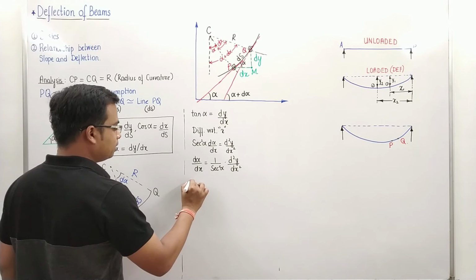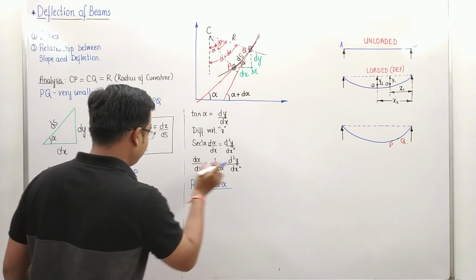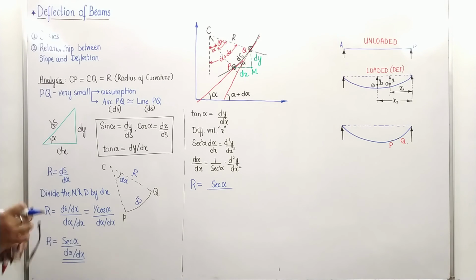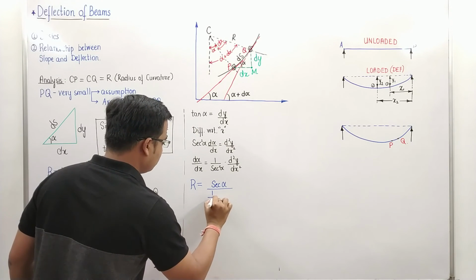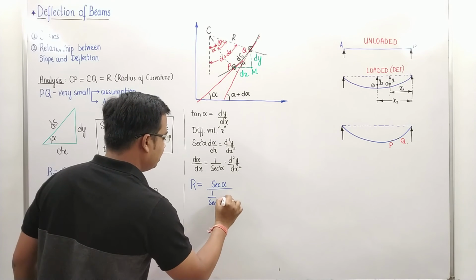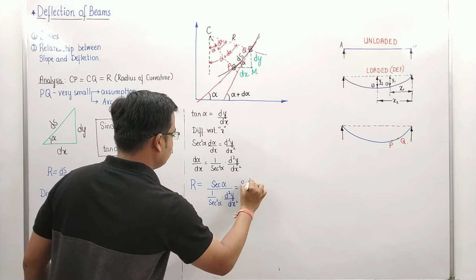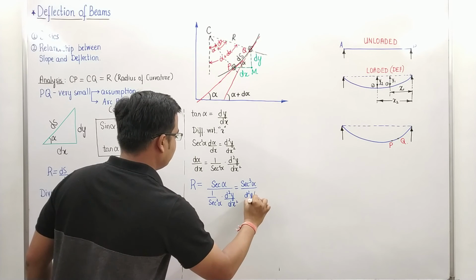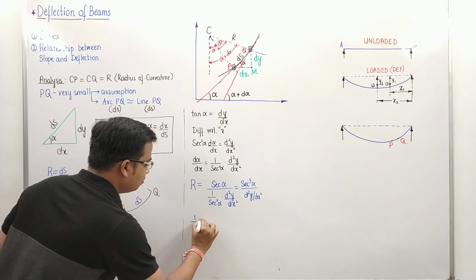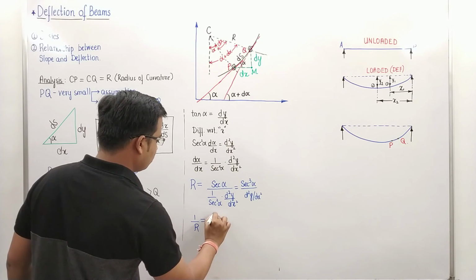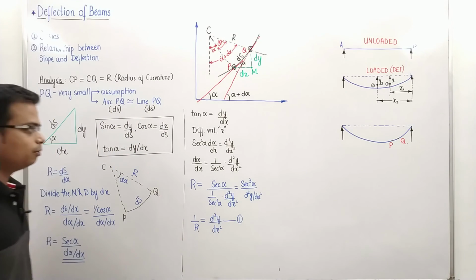R is equal to, we already have sec alpha, divided by this d alpha over dx. What is d alpha over dx? It's 1 over sec square alpha multiplied by d2y by dx square. You can also write this as sec cube alpha divided by d2y by dx square. And let me just make a reciprocal of this. Let me write this as 1 by r is equal to d2y by dx square, and let us just say that this is equation number 1. This is going to be beneficial for us.